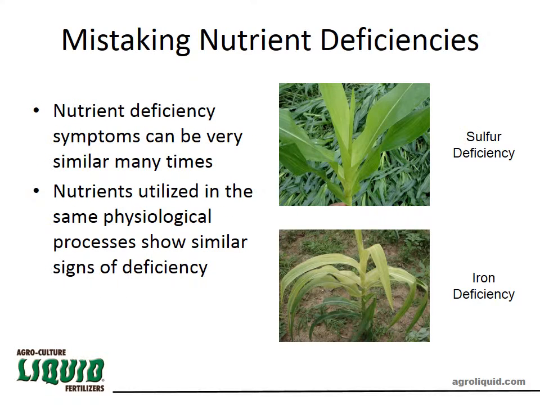So here's the first mistake that people make a lot, and that's differentiating between one nutrient and another nutrient based on their deficiency symptoms. Nutrient deficiency symptoms can be very similar many times, and the reason is that nutrients share the same physiological processes, and therefore when there's a deficiency in one or both of those nutrients, you get kind of the same appearance or the same look to those plants. It's very important that we differentiate between what nutrient is actually deficient so that we can take corrective action and not waste money when we're applying those nutrients through a foliar application or a side dress application mid-season.